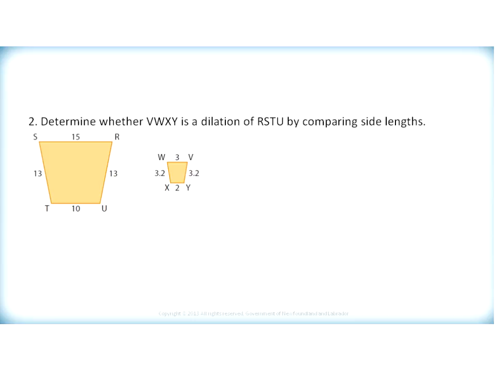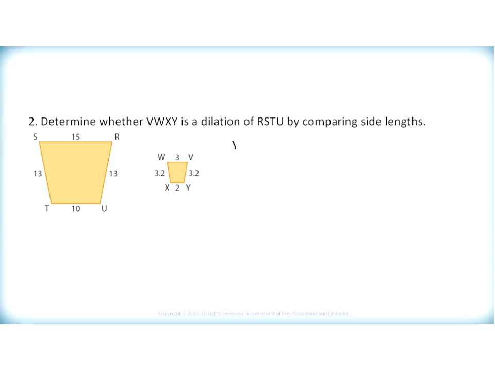Now, determine whether VWXY is a dilation of RSTU by comparing side lengths. Once again, if we have an enlargement that is a dilation, then all of the side length ratios are going to be equal. So we have to compare corresponding sides.